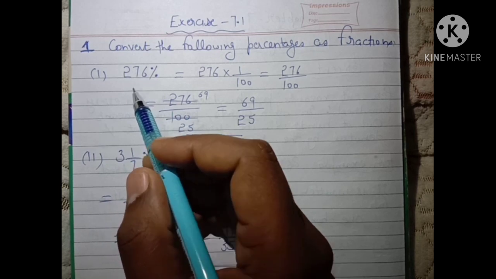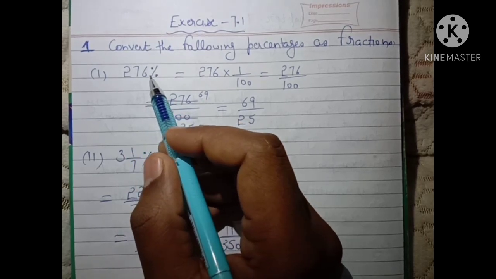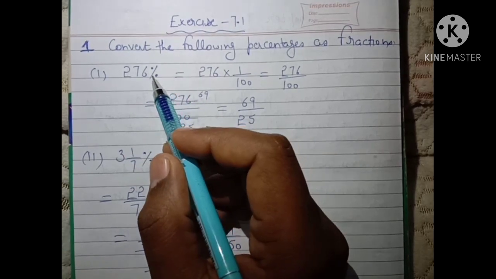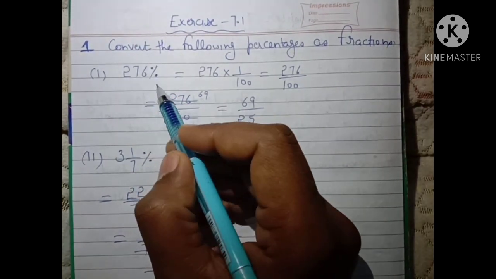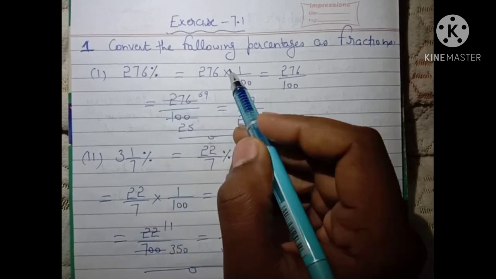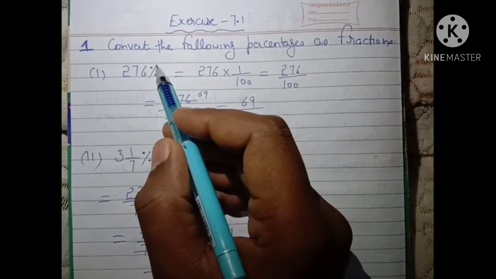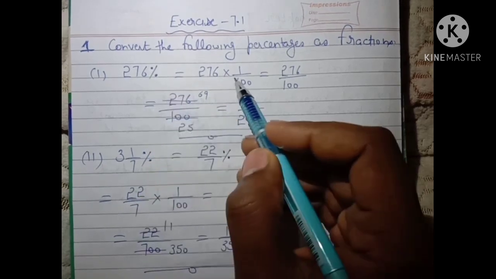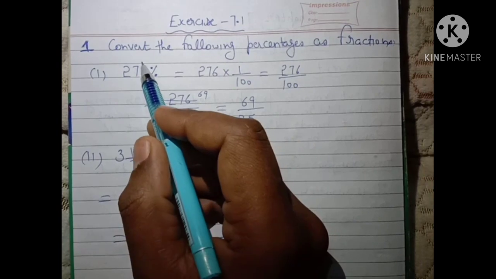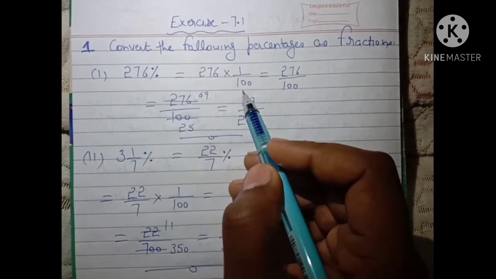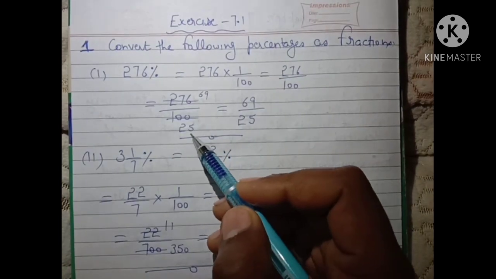It is very simple. When the term is given to you in percentage, if you want to convert it into a fraction, you have to divide this term by 100. As I just explained, this symbol stands for 100. We write down 276, remove this symbol, and multiply by 1 by 100 here. So we have to divide 276 by 100 when we want to convert the percentage into a fraction. It is very simple.